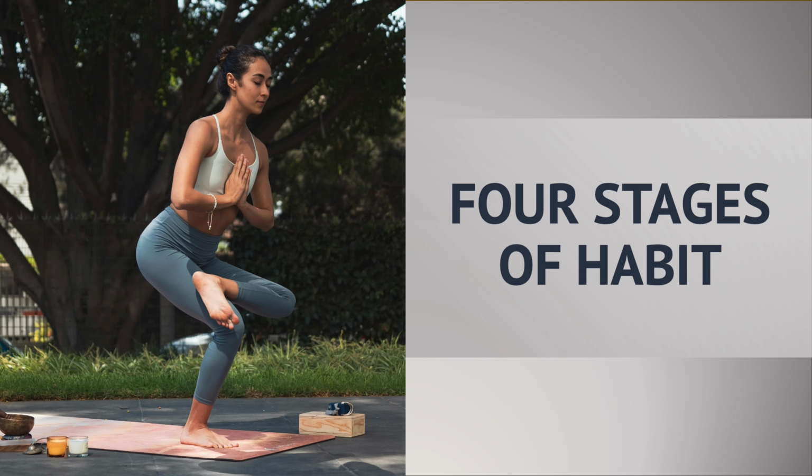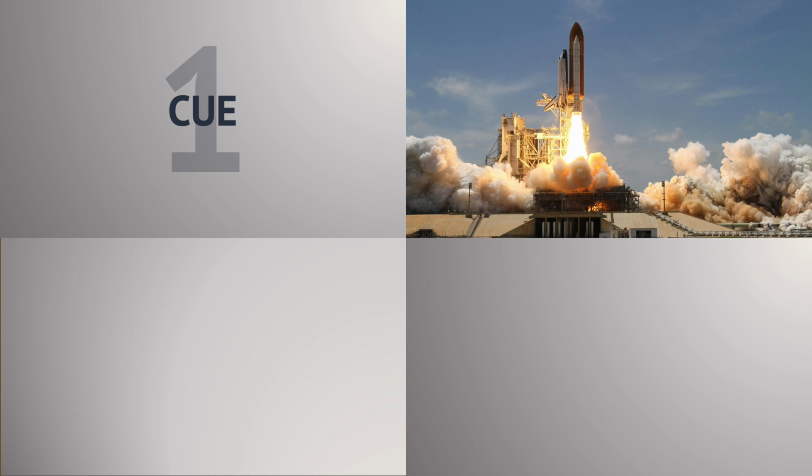The psychologist B.J. Fogg created the concept of the 4 stages of habits. These stages help explain how habits are formed and can be modified effectively. The cue is the first stage of the habit loop and serves as the trigger that initiates the behavior. Cues can be internal or external signals that prompt us to take action.